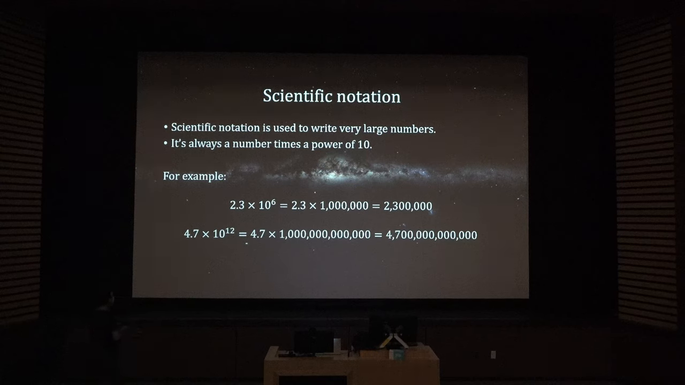Okay. Another example, 4.7 times 10 to the 12. So again, it's 4.7 times 1 with 12 zeros after it, which is a trillion. And that comes down to 4,700,000,000,000. Again, you can do this easily in your calculator. But you just need to understand what this notation stands for. It stands for this, just a short way to write this number.